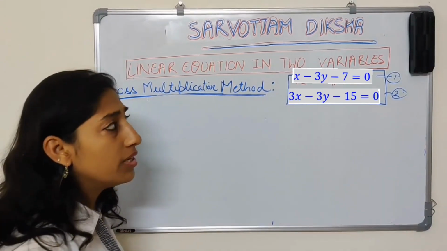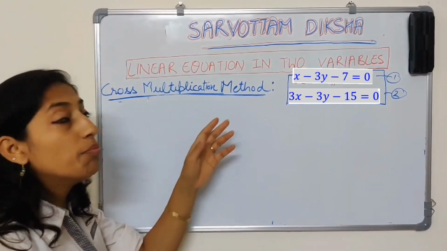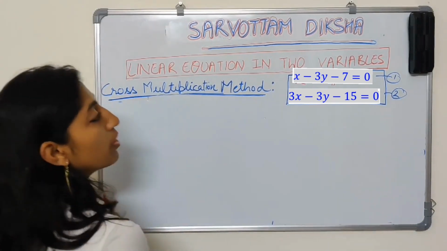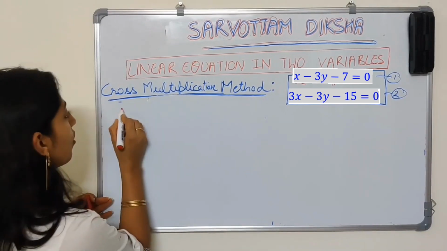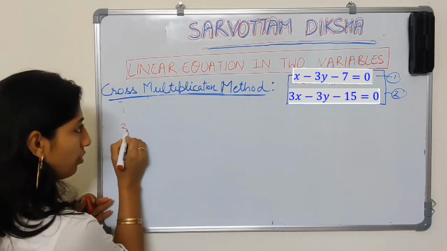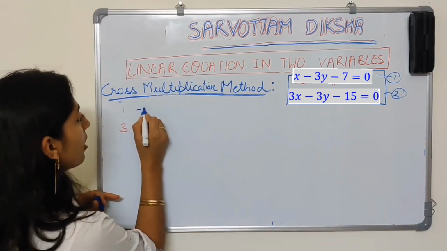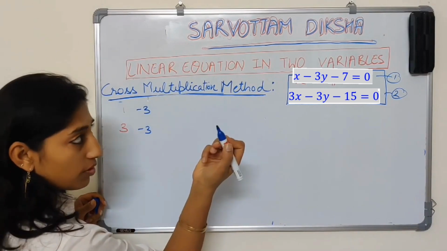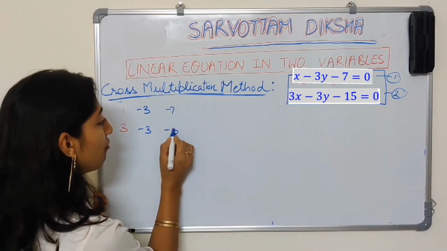Let's take an example to find the solution of linear equations by the cross multiplication method. We have two equations here. So we will first write the coefficients of X: 1 and 3. What is the coefficient of Y? Minus 3 and minus 3. What is the coefficient of 1? Minus 7 and minus 15.